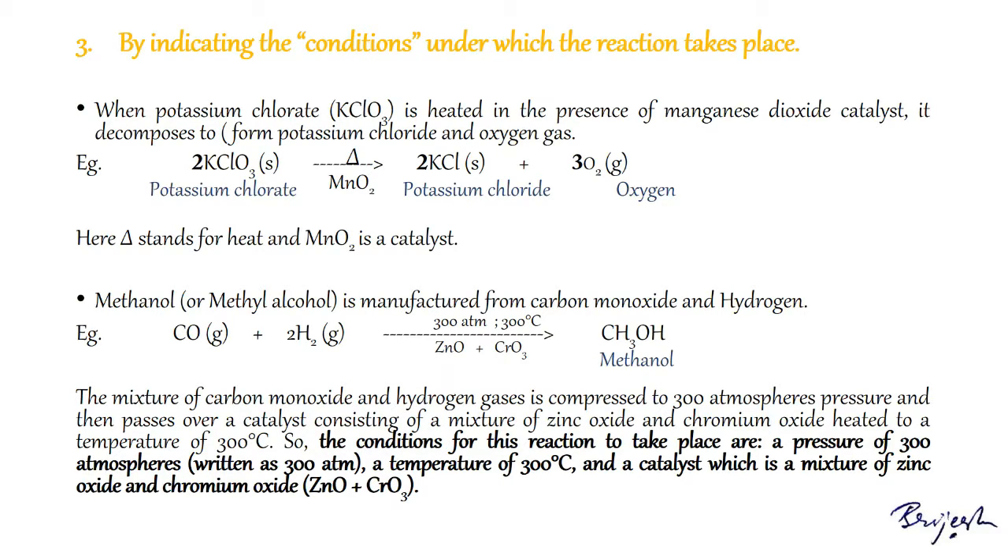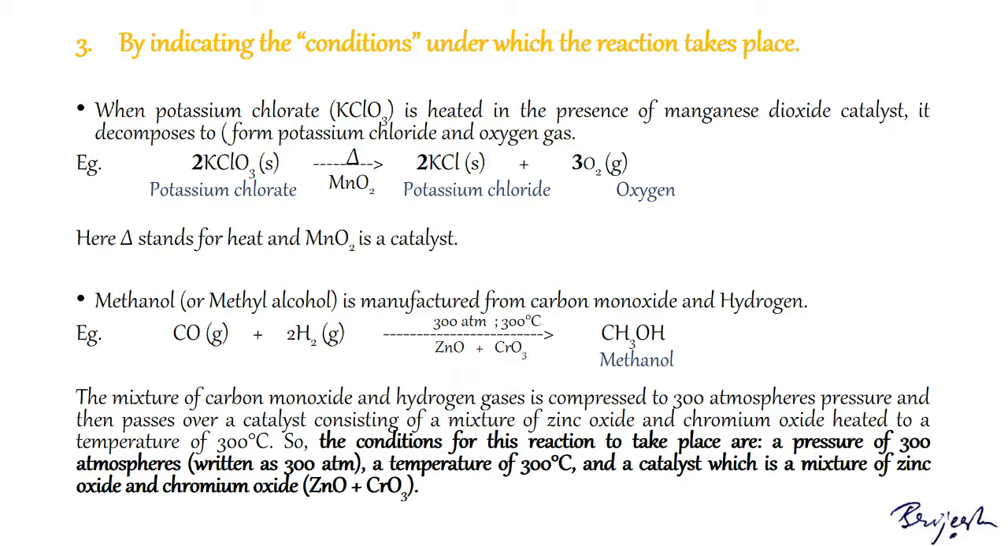The delta stands for heat and MnO2 is the catalyst, so the above equation shows the condition under which the reaction takes place. The condition of temperature and pressure at which the reaction takes place can be indicated in an equation by writing their values above or below the arrow sign in the equation. This will become more clear from the following example.